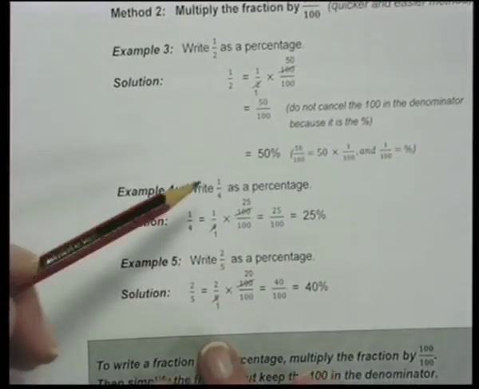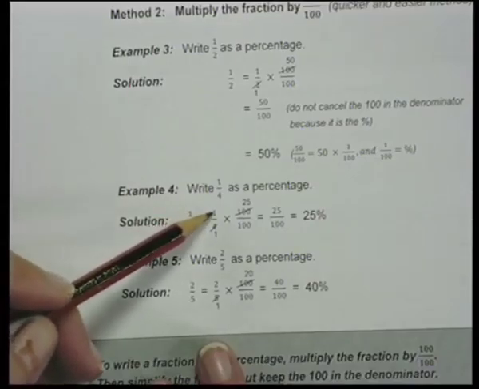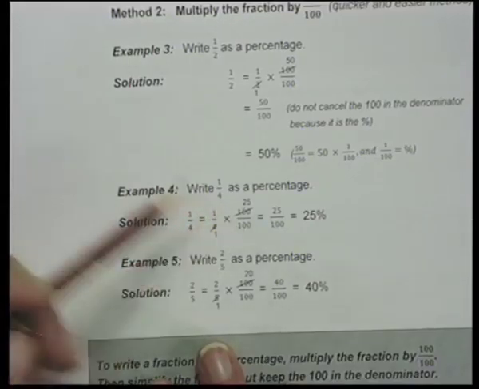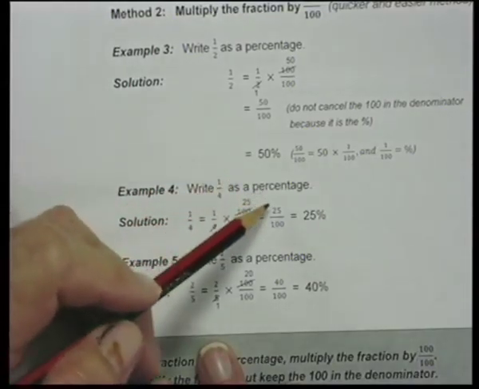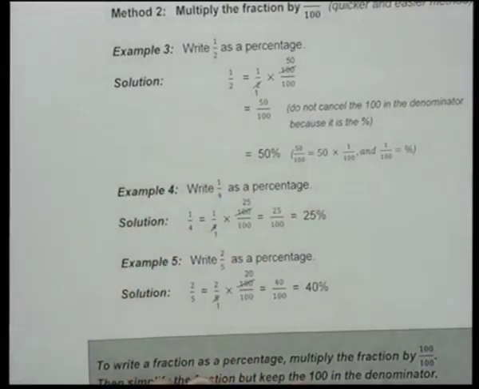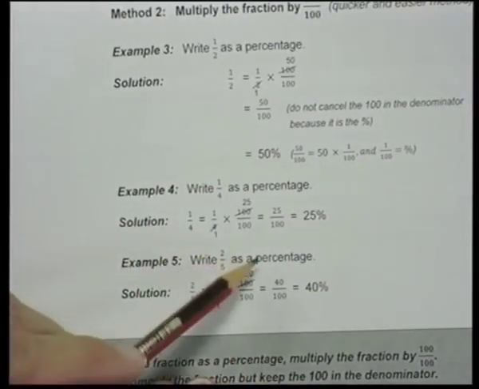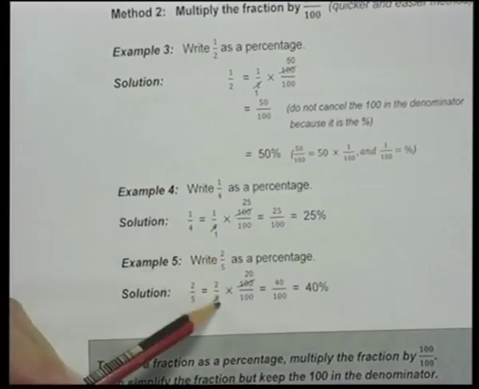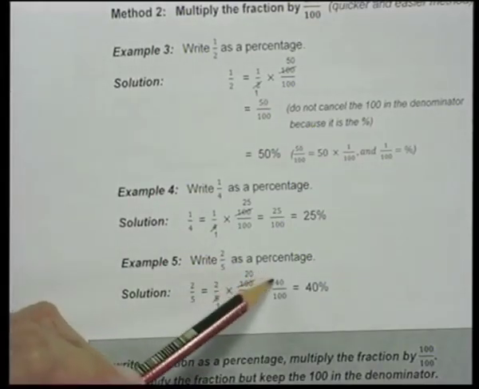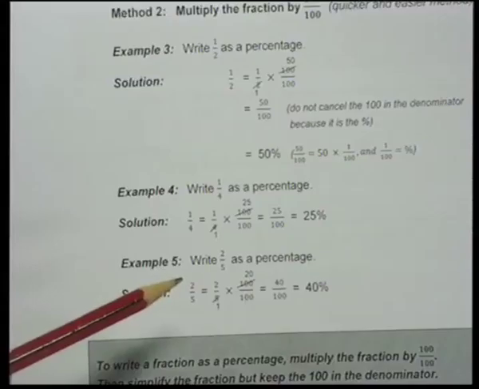Example number 4. Write a quarter as a percentage. A quarter we multiply with 100 over 100, and if we simplify, we get 25%. 2/5 as a percentage. 2/5 times 100 over 100, so it's 40%.